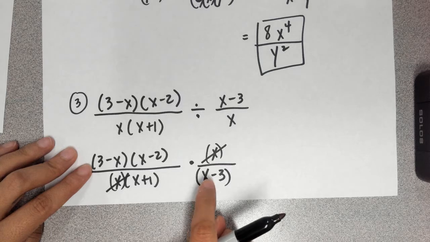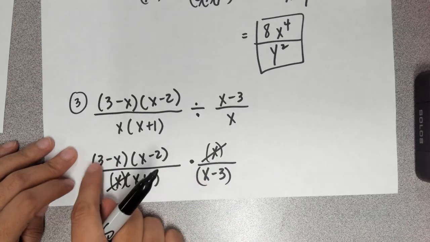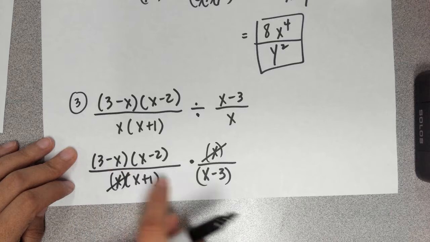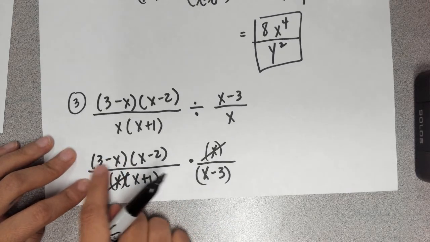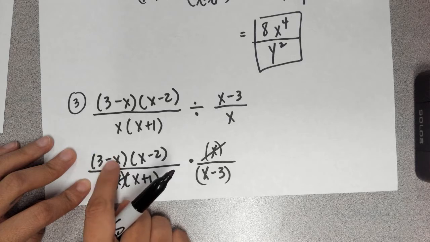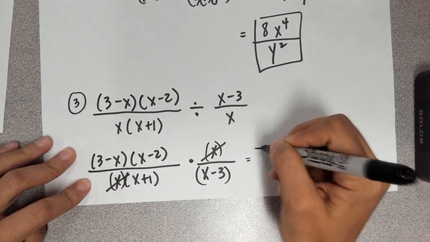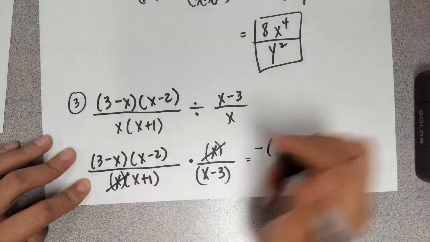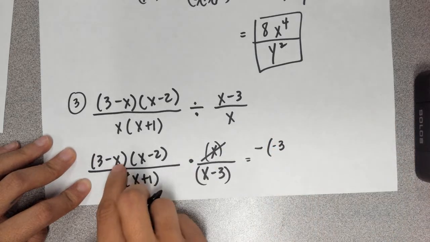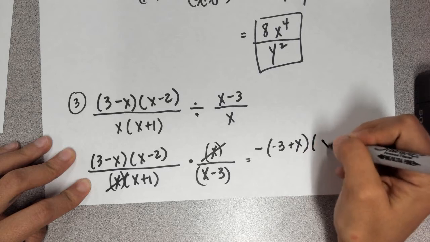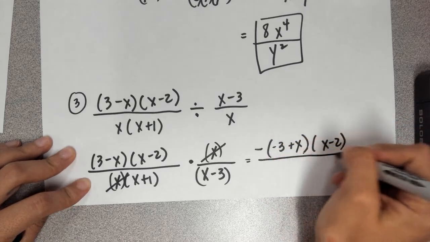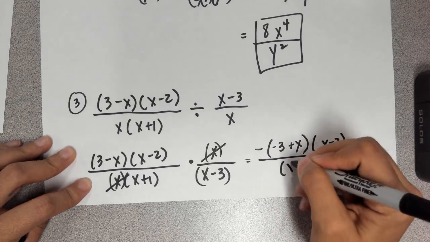So I can't. So what I'm going to do is I'm going to pull out a negative in the numerator. You could have pulled it on the denominator. It doesn't matter. But I'm going to pull out a negative in the numerator so I can change the sign of just this guy. So if I'm going to pull out a negative here, this 3 now becomes negative 3. This x now becomes positive x. And everything else stays the same because I'm just changing that factor bubble.